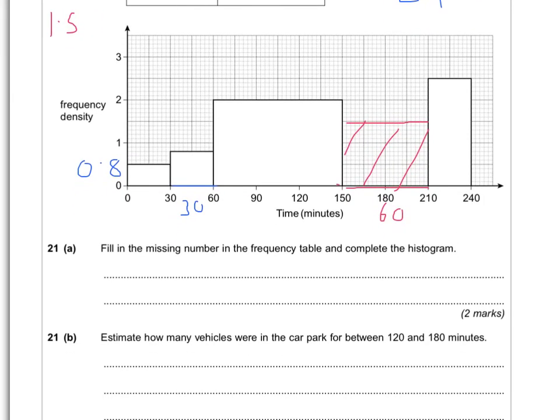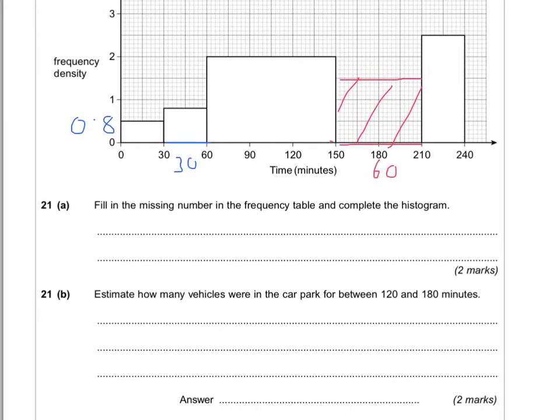Okay, the next part of the question is part B. Estimate how many vehicles are in the car park between 120 and 180 minutes. So 120 to 180, there's 120 there. So that's 120, and 180 is here. So we basically need to find out how many vehicles are in the car park. That's just saying what's the area of that bar, because the frequency is the area. So really 2 bars to work out and add together.